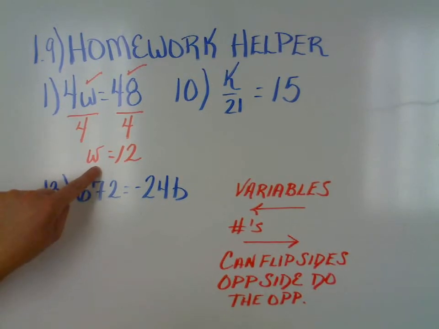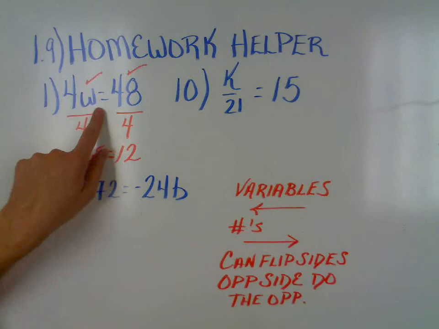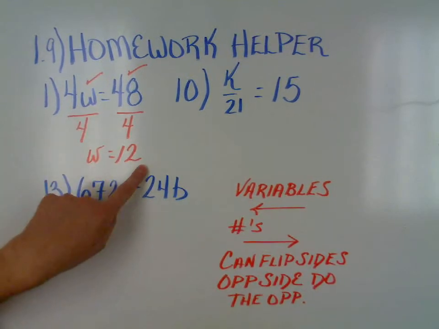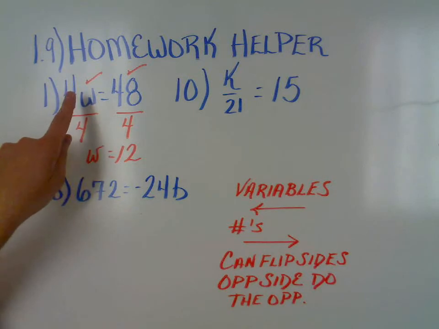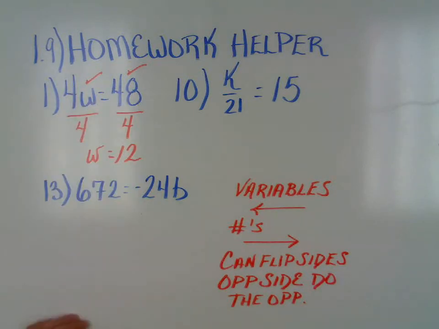And of course we can check this just like we did yesterday. Change the variable into whatever you solved. The left side should equal the right side. 4 times 12 is 48. The other side says 48 as well. And you've got a match, so we know we did this correctly.